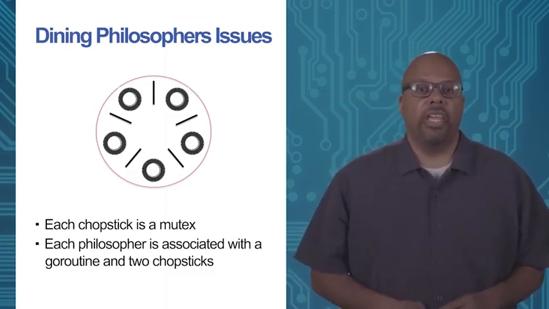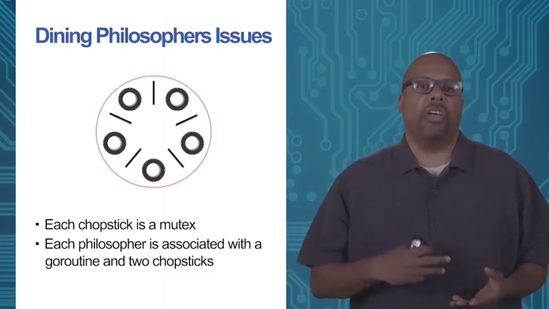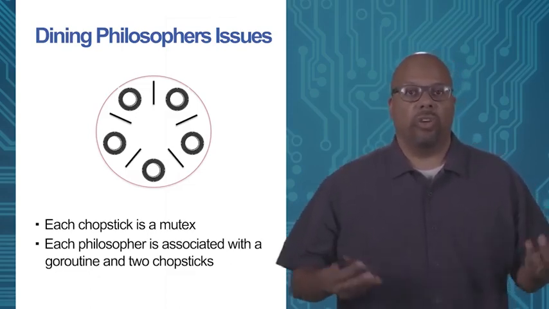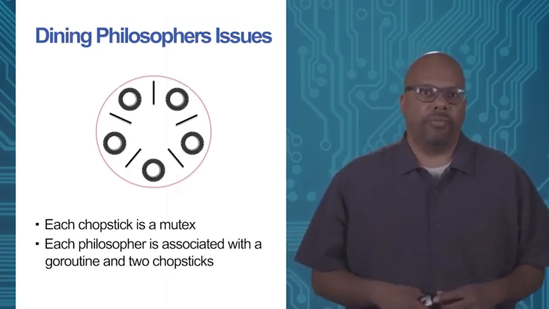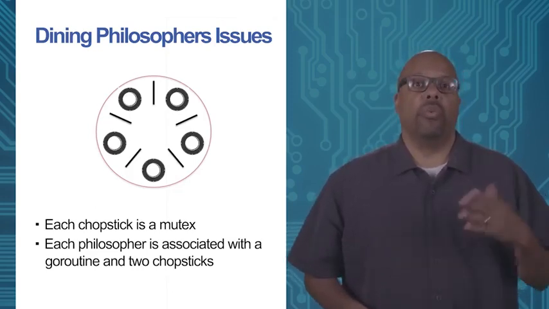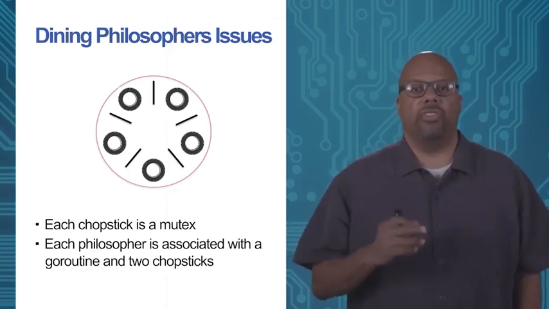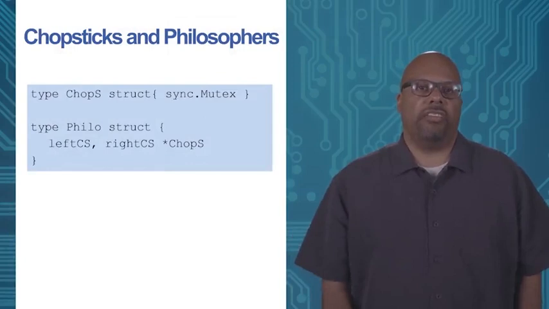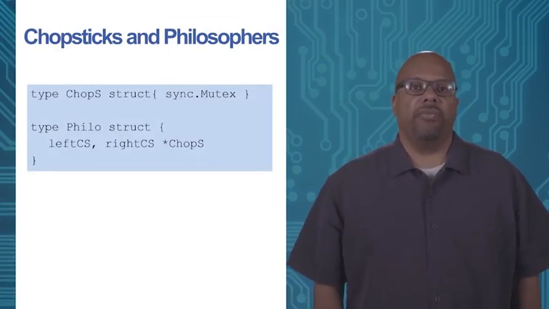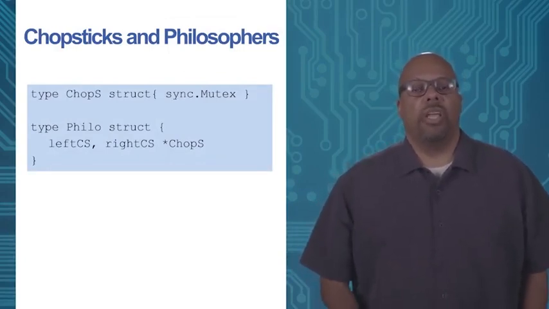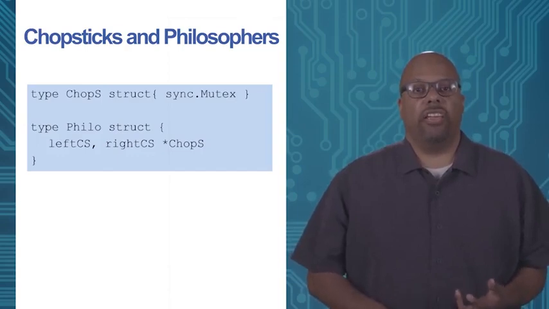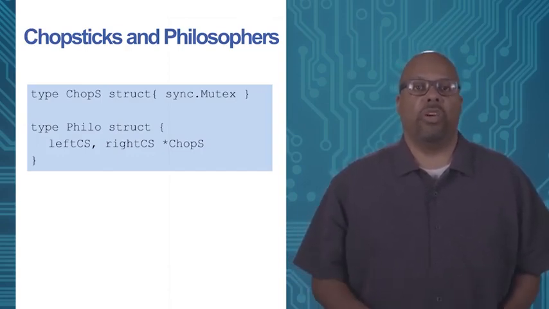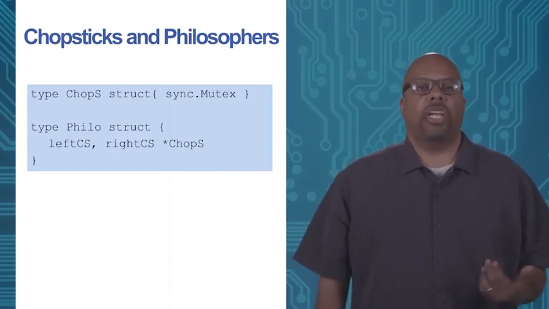So a chopstick is a mutex, and each philosopher is going to be associated with a goroutine, because it's going to be eating. Its goroutine is going to be the action of eating. But it's also associated with 2 chopsticks, one on the left, one on the right. So every philosopher is going to have a left chopstick and a right chopstick. Let's look at how we might code this in an obvious way. First, we define our type chopstick, ChopS, which is just a sync.Mutex. Then we make our philosopher type, a struct with 2 things: a left chopstick, leftCS, and a right chopstick, rightCS, both pointers to chopsticks.